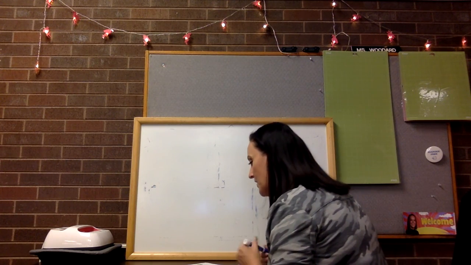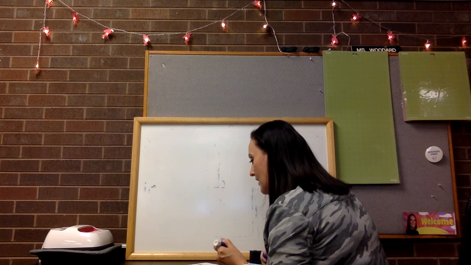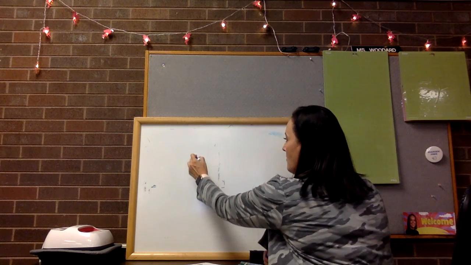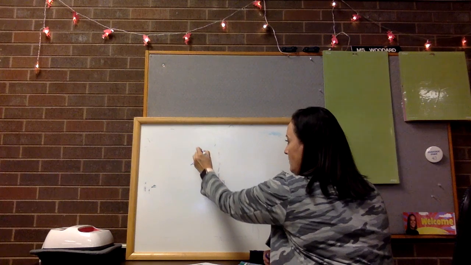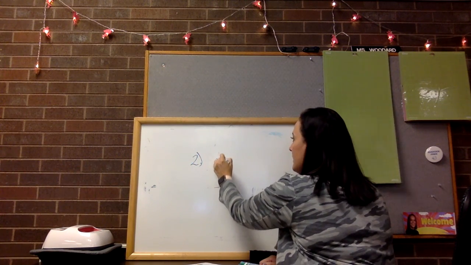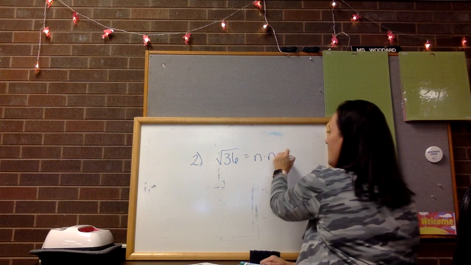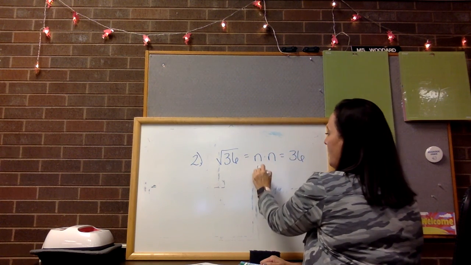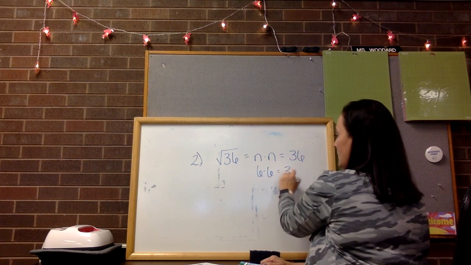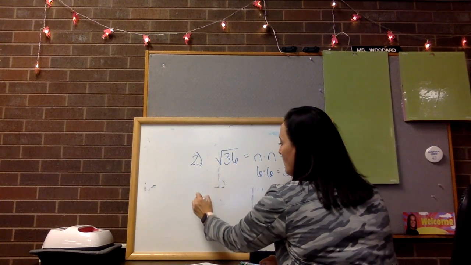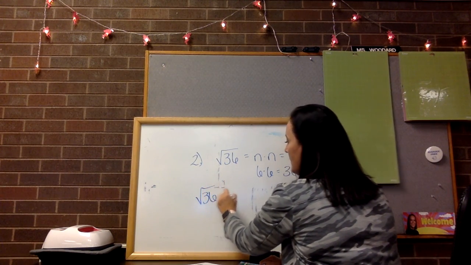I don't know if there are any others that you specifically asked me for. I can maybe take a look at number 2. Number 2 is the square root of 36. I would do the exact same thing here. I would think of a number times a number that equals 36. I would hope that you would find 6 times 6 equals 36. So the square root of 36 is the exact same thing as 6.